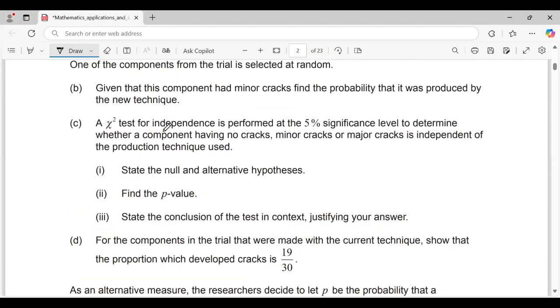A chi-square test for independence is performed at the alpha 5% significance level, to determine whether a component having no cracks, minor cracks, or major cracks is independent of the production technique used. State the null and the alternative hypothesis. Find the p-value. State the conclusions of the test in context, justifying your answer.